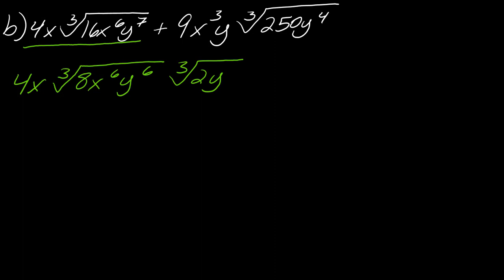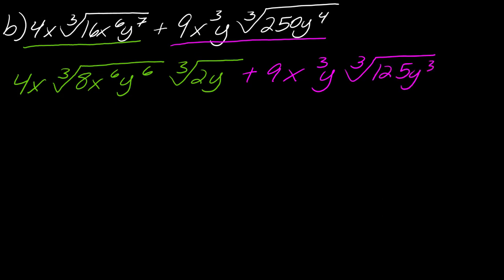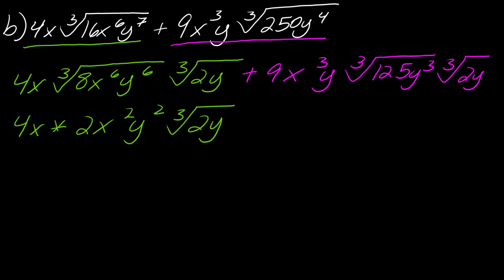And then I'll do this next part in pink. So this is 9x cubed y times the cube root of 125y cubed times the cube root of 2y. Okay, so now I'll keep working through this. So this first part will be 4x times 2x squared y squared times the cube root of 2y.